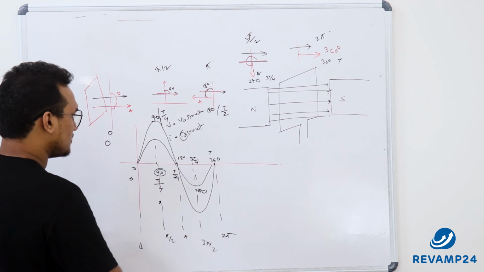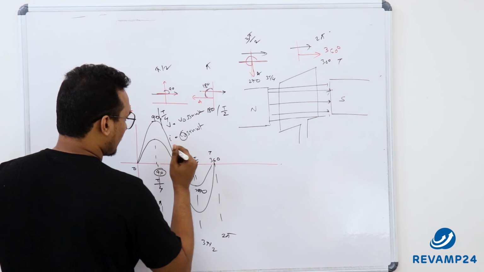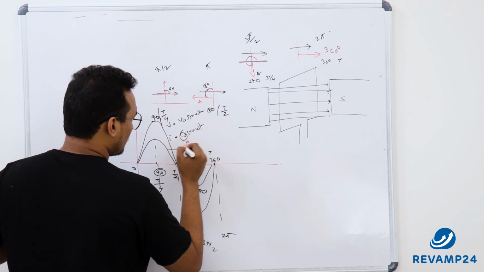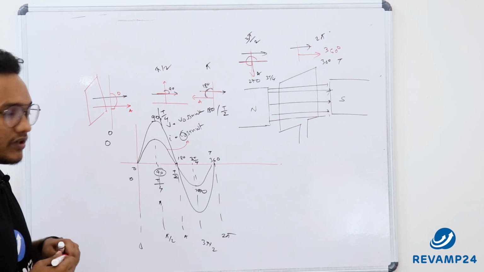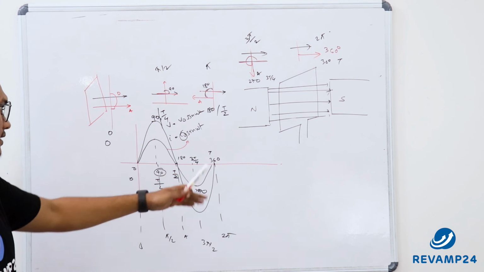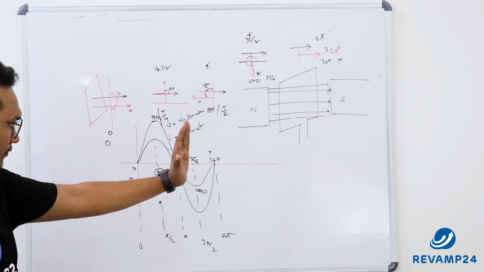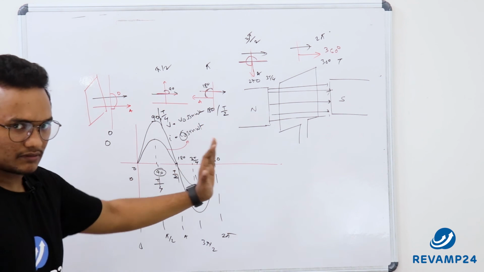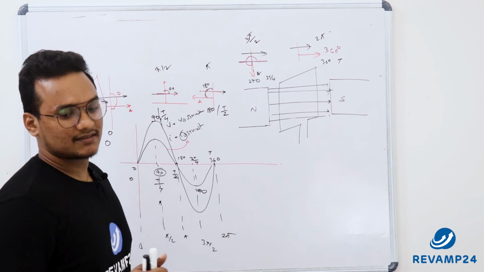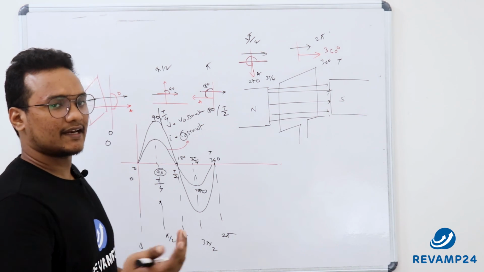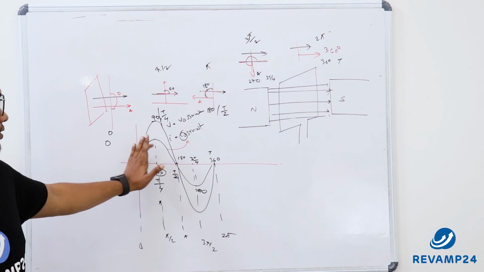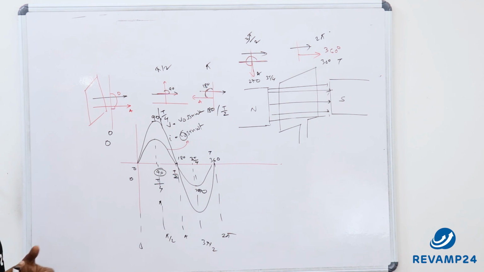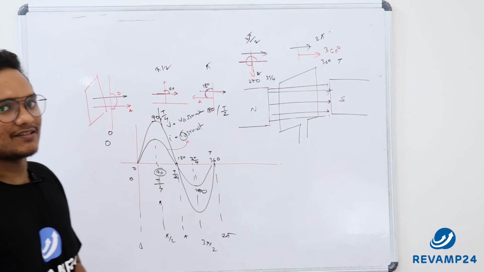The variation of current can be represented in this way only for a pure resistive circuit. When there are components other than resistance, like an inductor and a capacitor, we can't draw the variation of current in this way.